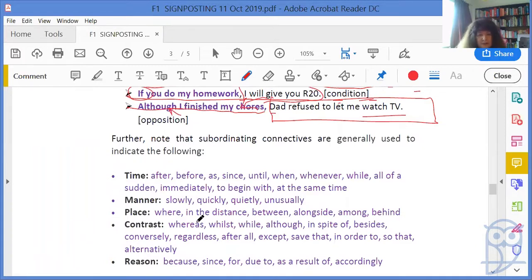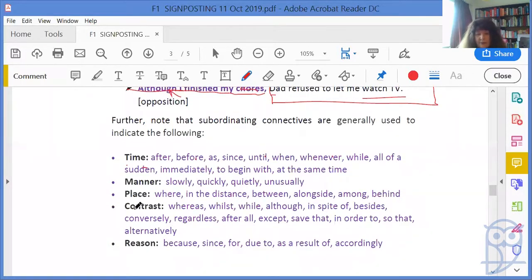So you using these words, here's ones for time: after, before, until, whenever, while, etc. Manner, how things were done: slowly, quickly, quietly, unusually. Where was something done? At the place, in the distance, between, among, behind. Again, your contrasting ones, which are very important: whereas, whilst, while, in spite of, regardless, except, so that, conversely, alternatively. These words you're using to contrast something.